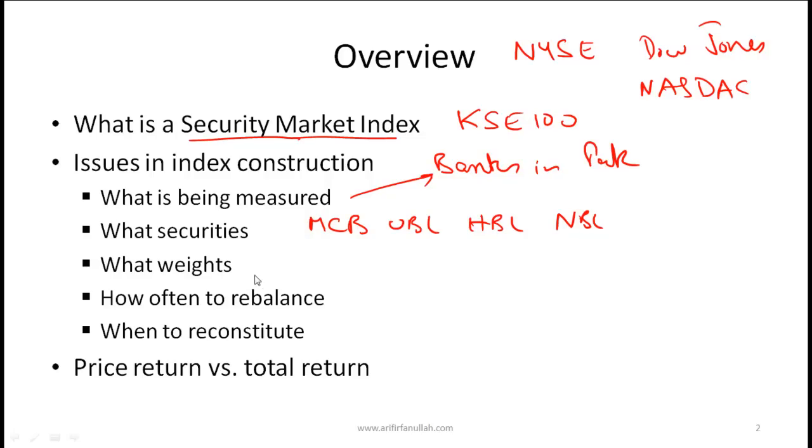Let's say that we make a simplistic decision that we just want to include these top 4 banks. Then the next question is, what are the weights in the index? If we create an index with these 4 stocks, should every stock have equal weight in the index, or should we say that since MCB has the highest market capitalization, it should have the highest weight? So clearly there is some thought process that needs to go into the weights.